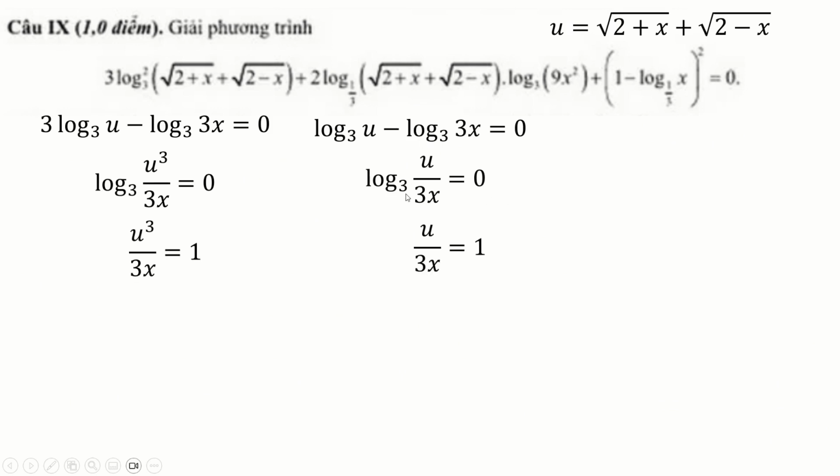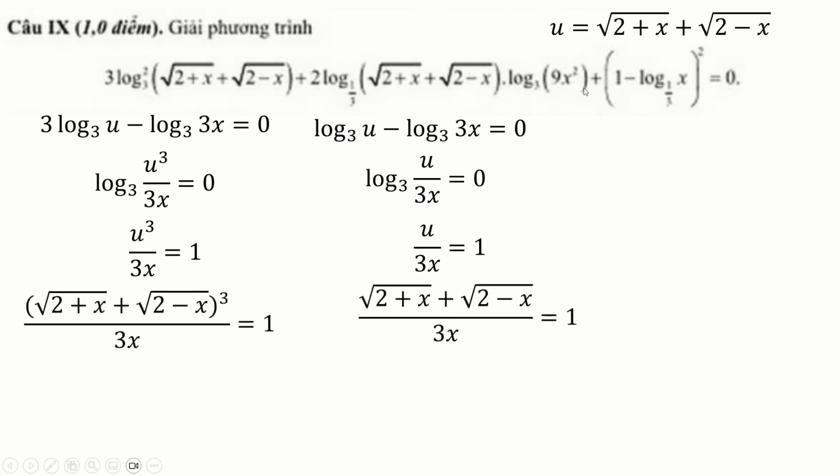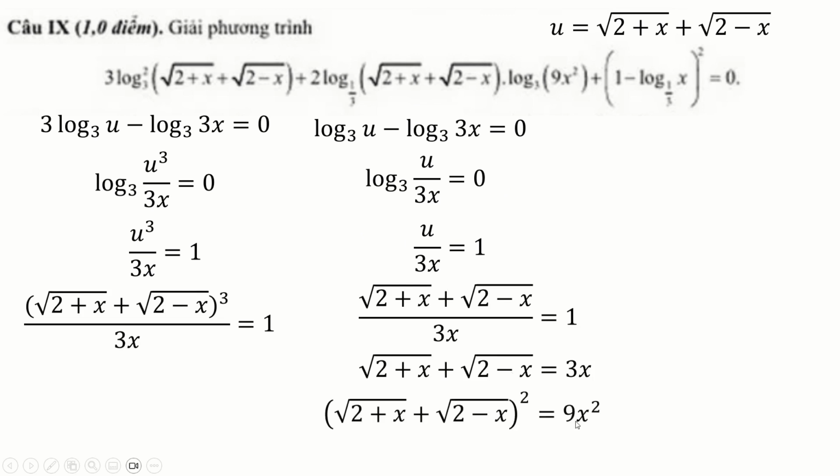Obviously, u over 3x equals 1 because 3 to the power 0 is 1. That means u equals 3x. But u, of course, remember that original substitution I made was up there, was that. Now, you can solve this just by doing it in the dumb way, which is just squaring everything. Now, be careful of creating false solutions here. I will have to check that at the end. But yeah, I just squared everything.